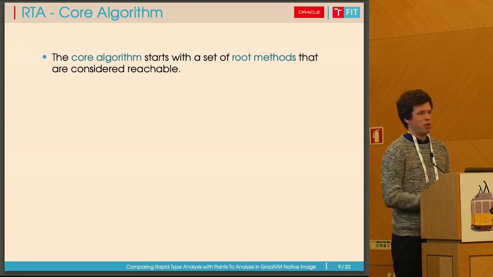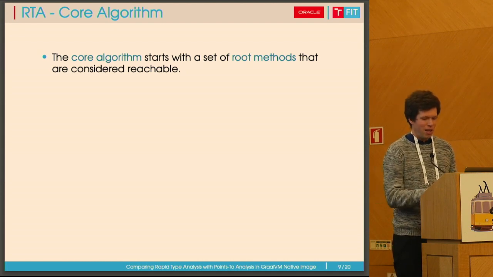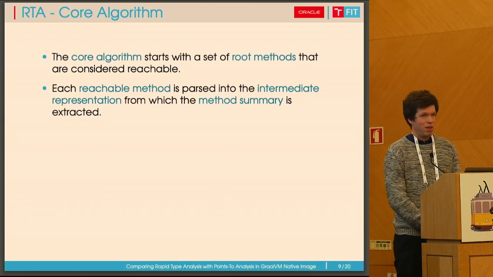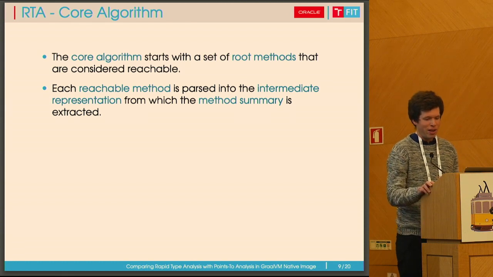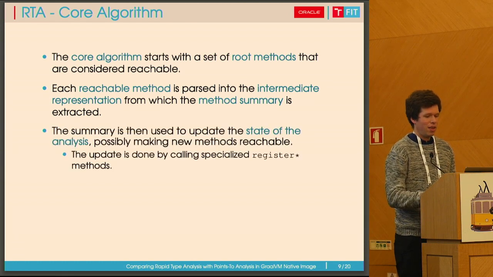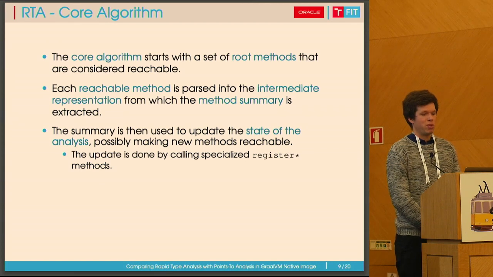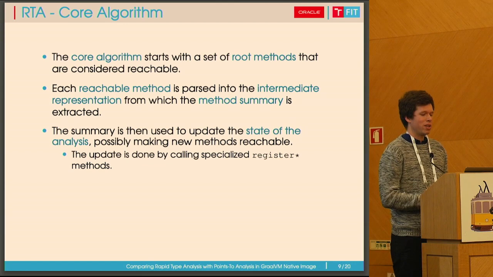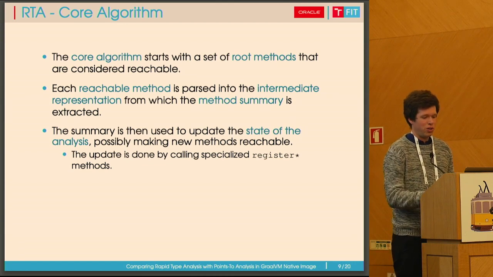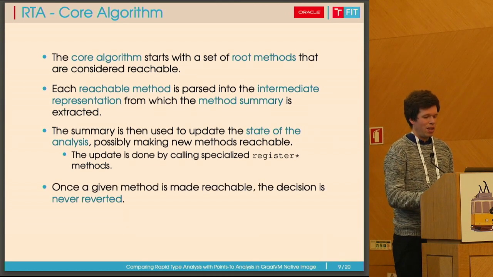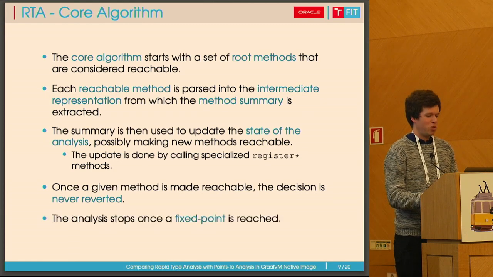It starts with a set of root methods that we mark reachable, and then for each reachable method, we parse it into its intermediate representation from which the summary can be extracted. Afterwards, the summary is processed and the state of the analysis is updated using a set of register methods that are called for each interesting element. Once a given method is made reachable, the decision is never reverted, which means that eventually a fixed point has to be reached and the analysis terminates.